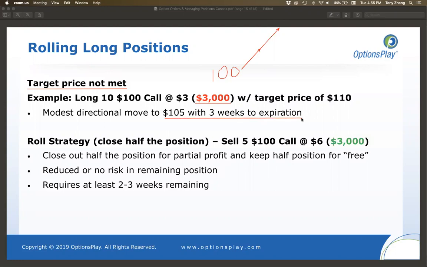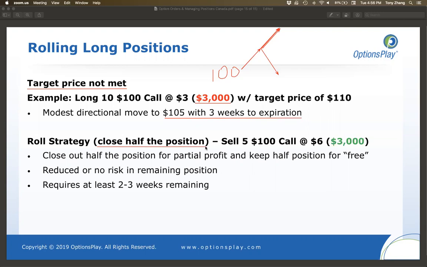Let's say I still think the stock may head to 110 by expiration. I'm not 100% sure of it. There's some chance that the stock may pull back. So I want to position myself for that move higher, but I also want to be able to reduce some risk. One of the things that you can do here is simply close out half your position.